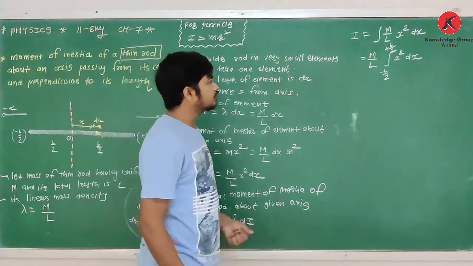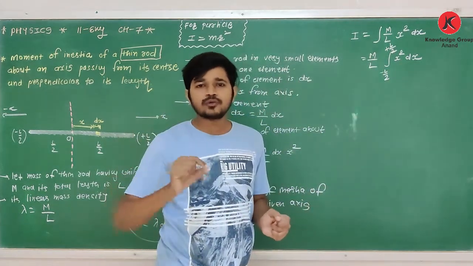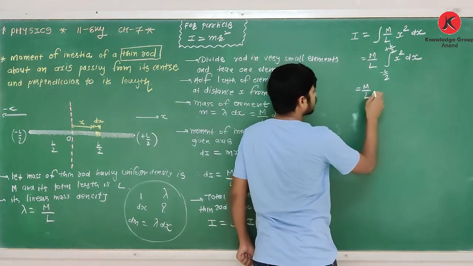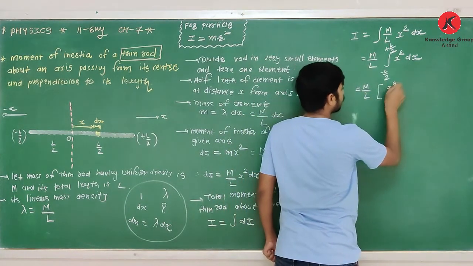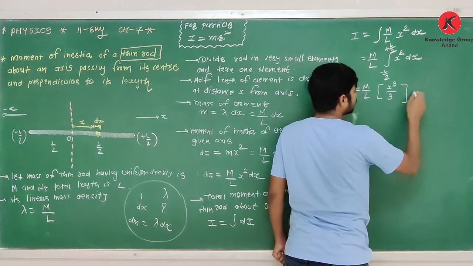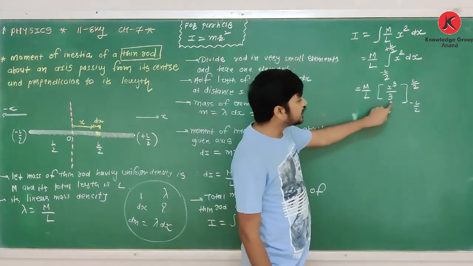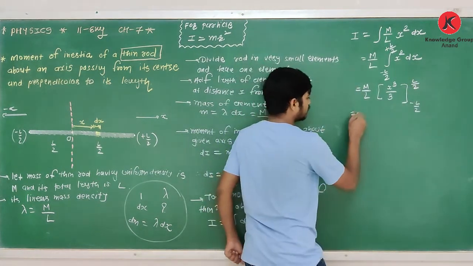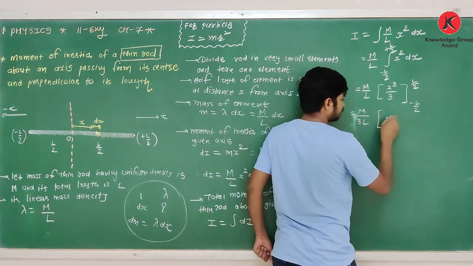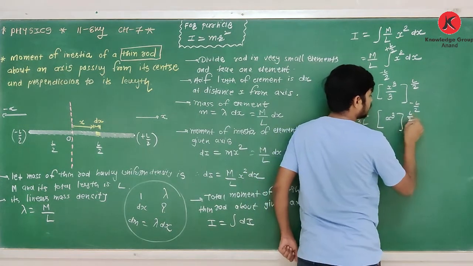Now integration, you know that x square dx. Increase one power and write that power in the denominator. So it is equal to m upon L, x cube by 3. The limit is from minus L by 2 to plus L by 2. Simple. I can write this 3 outside the bracket, so it is m upon 3L, in bracket x cube, from minus L by 2 to plus L by 2.